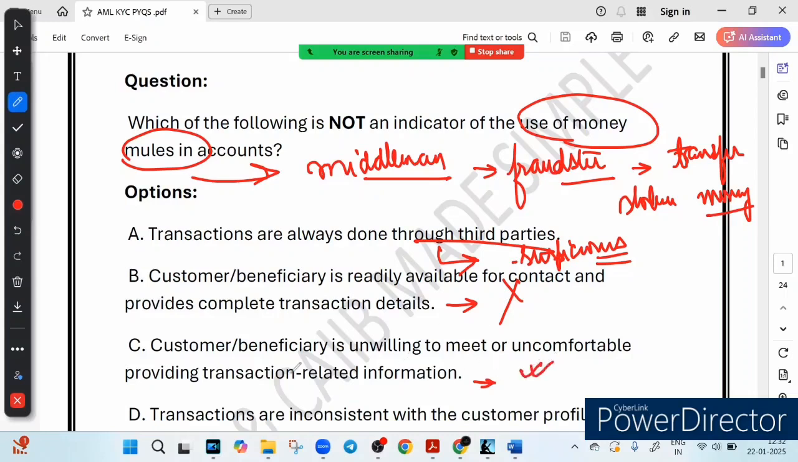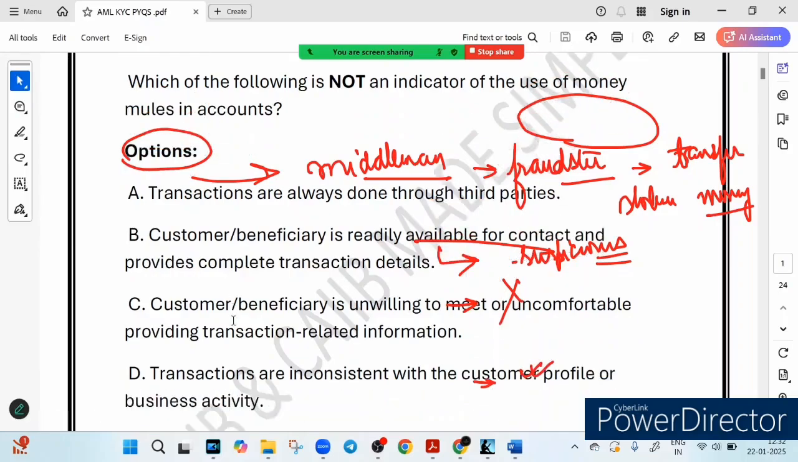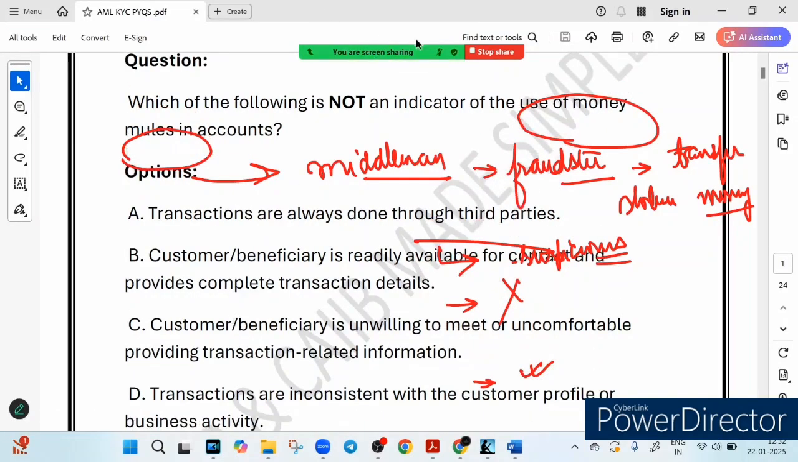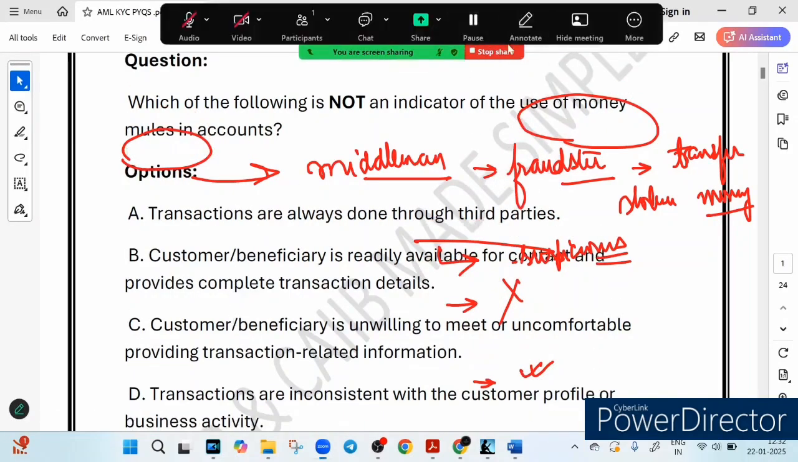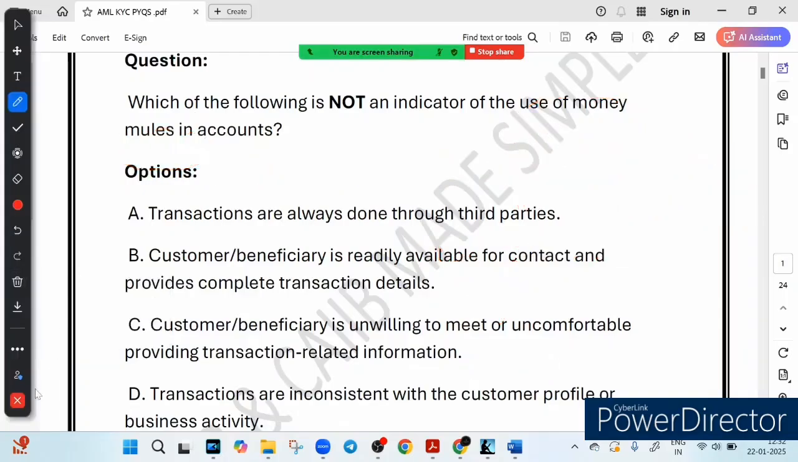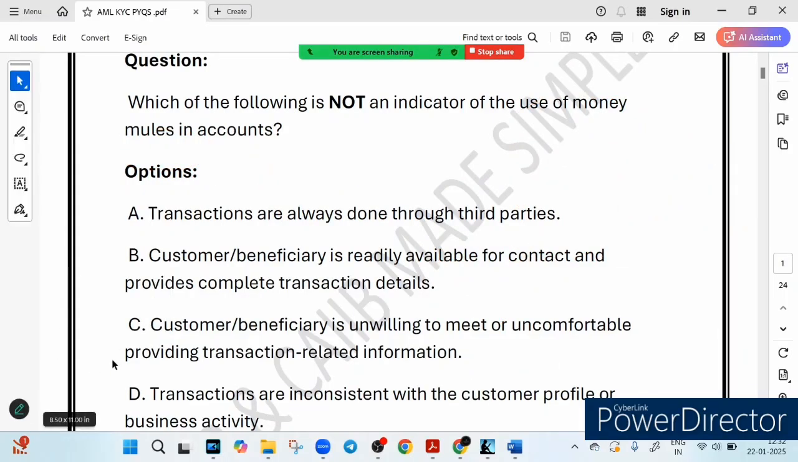Now option D says transactions are inconsistent with the customer profile or business activity. So friends, what do you think? Option D, transactions are inconsistent. This is another valid sign, because imagine a student account suddenly showing massive business transactions. It does not add up.